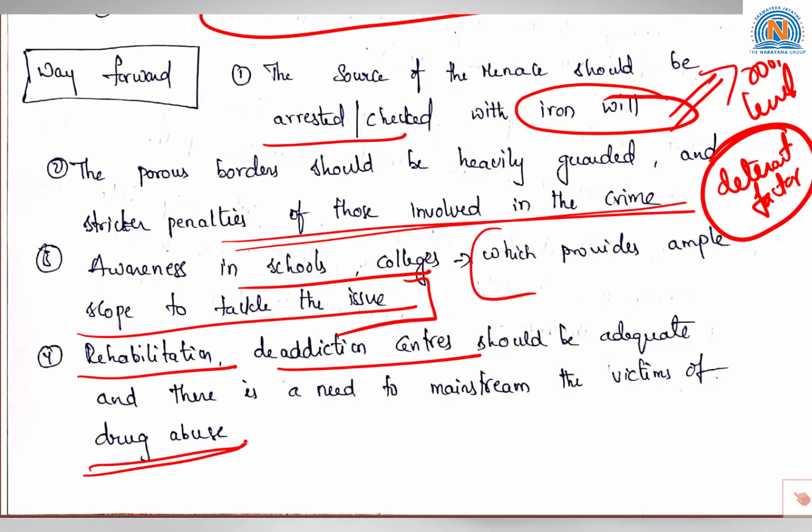So efforts are needed at every level, that is the individual, the family, and the society should accept them after rehabilitation. Otherwise, there is a chance of going back to the same path. And the country should enact good laws to curb this menace, with stricter penalties.